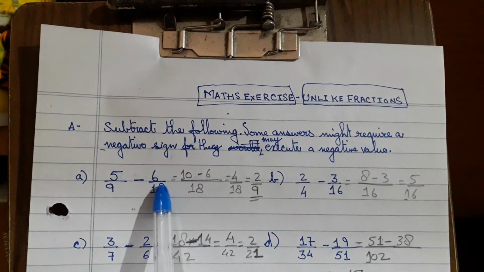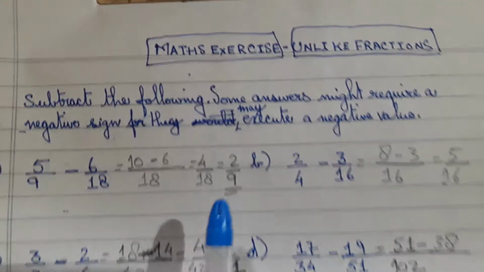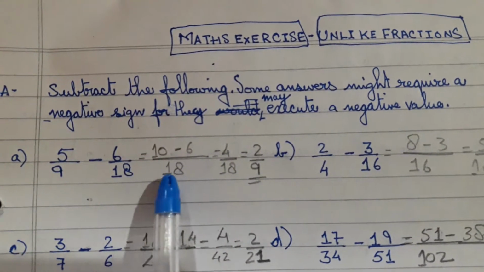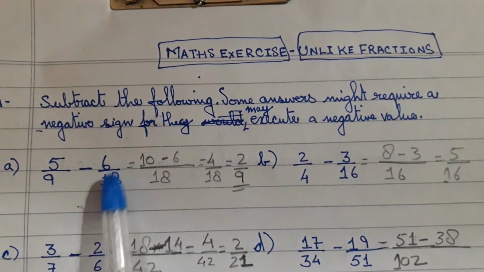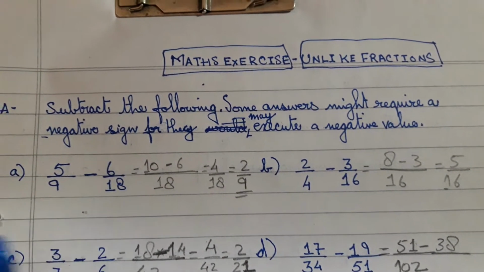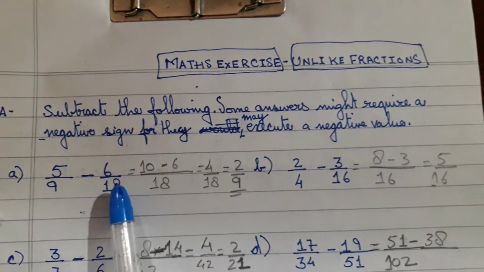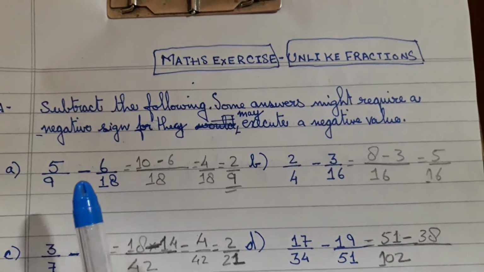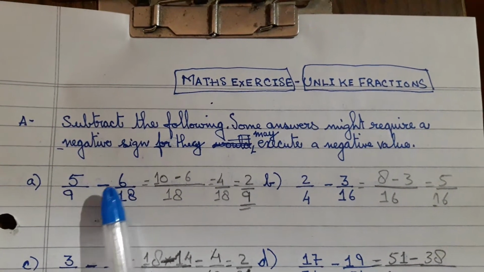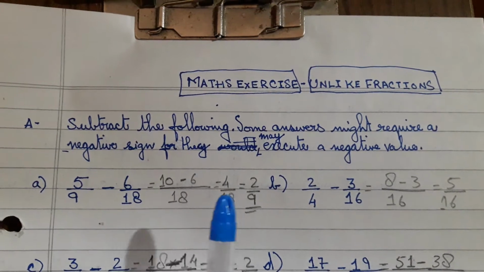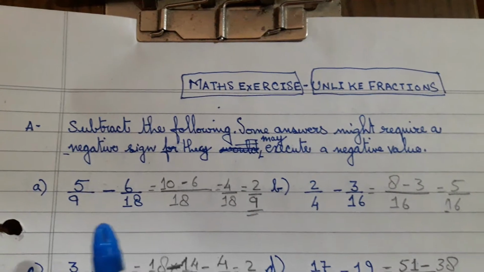So, 5 by 9 minus 6 by 18, if we do, 18 will be the LCM, right? You can use the long division method to take out the LCM if you want, or if the numbers are common, just see which is the common number. Can 18 be divided by 9? Yes, and 18 can of course be divided by 18, right? So what will happen? 9 into 2 and 5 into 2, 10 minus 6 over 18, so 4 over 18. You can further reduce it to a smaller fraction and you'll get 2 by 9.